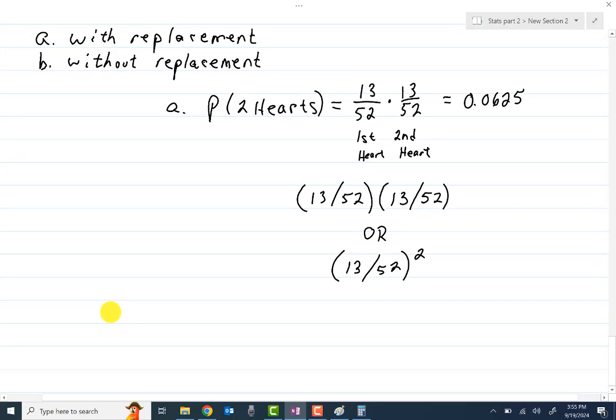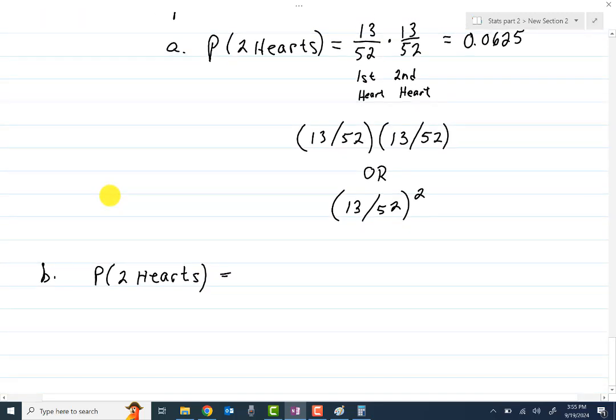Now, let me go to part B. This is without replacement. What's the probability of 2 hearts? So once again, I'll look at the first card and the second one. All right, the first one. The first one is no different than last time. It's 13 out of 52.